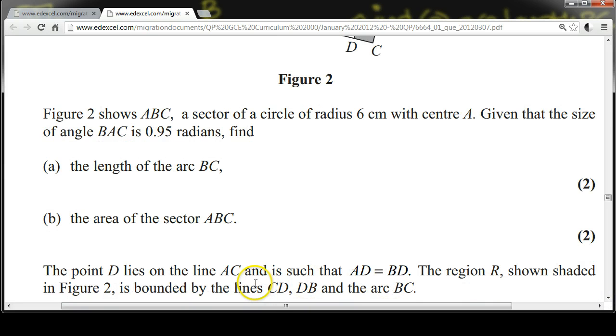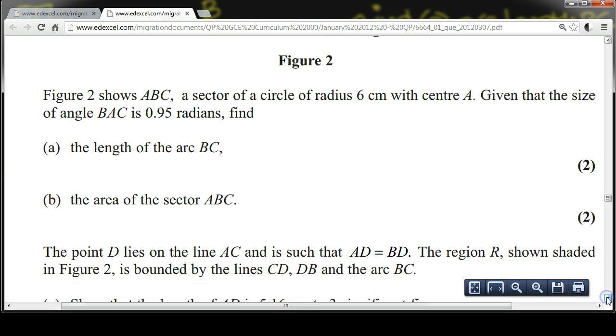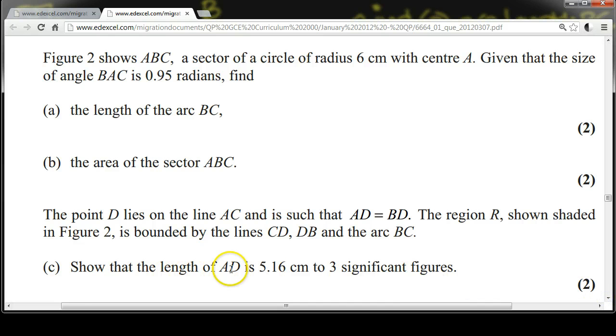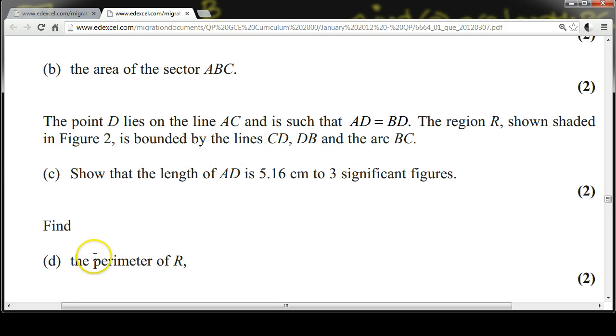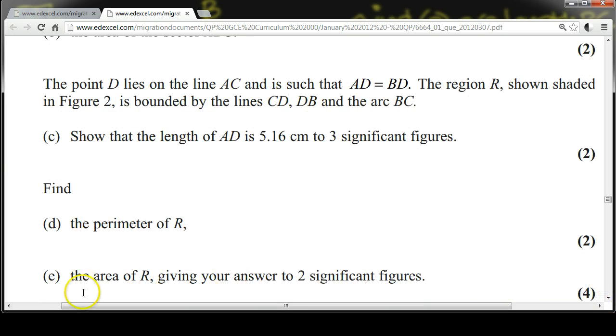The point D lies on the line AC and is such that AD equals BD. The region R, shown shaded in figure 2, is bounded by the lines CD, DB and the arc BC. Show that the length of AD is 5.16 to 3 significant figures. Find the perimeter of R and the area of R, giving your answer to 2 significant figures.